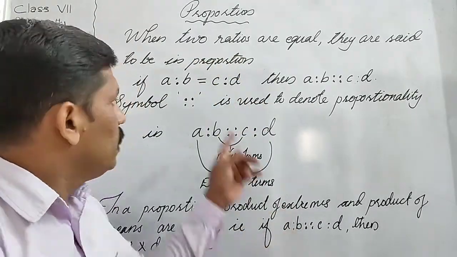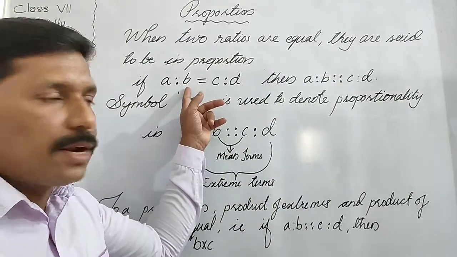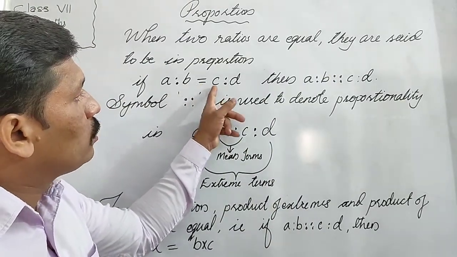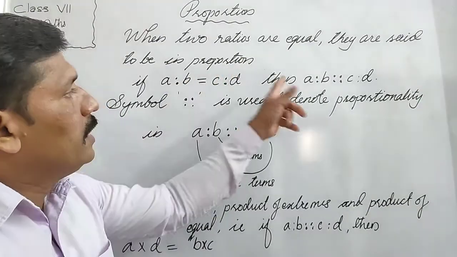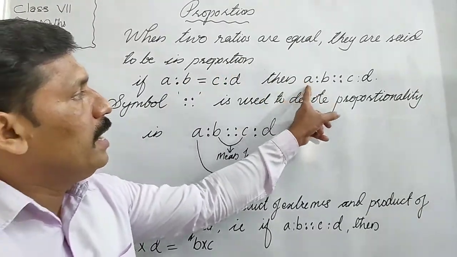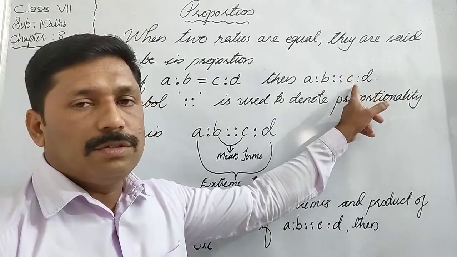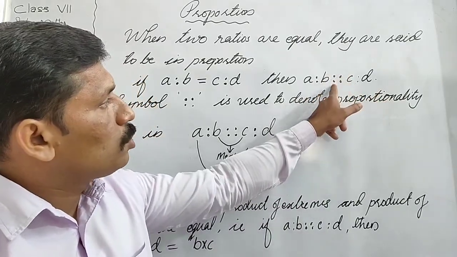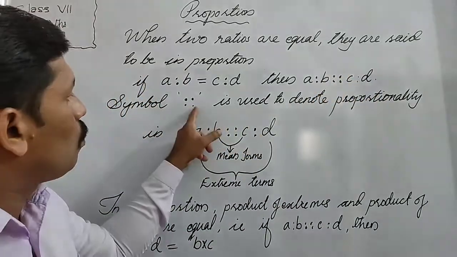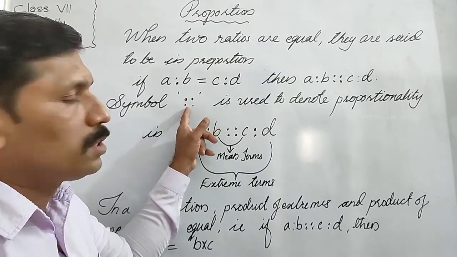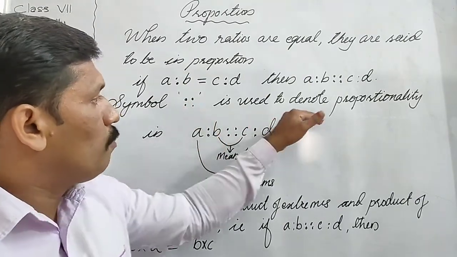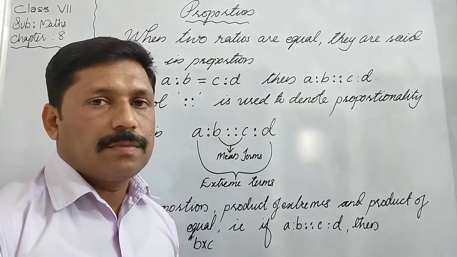You can see that A is to B, that's a ratio, and that is equal to C is to D, another ratio. These two ratios are equal, then we say that A is to B is proportionate to C is to D. In order to show the proportion, we use two colons together, meaning four dots. This shows the proportionality of two ratios.